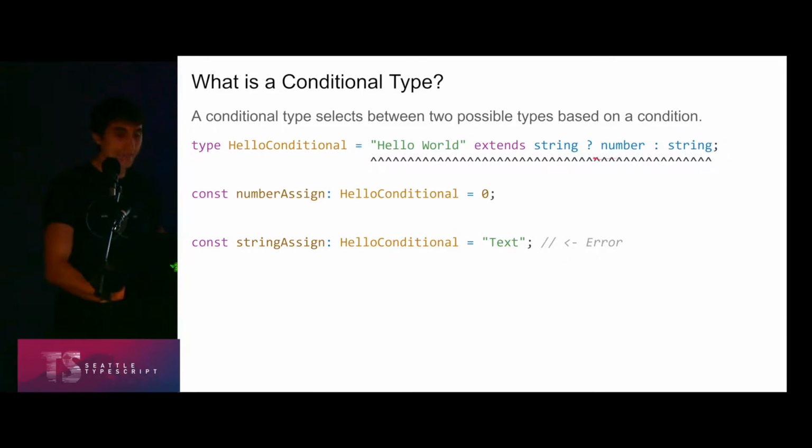So if this condition here, if hello world does in fact extend string, which it does, the result will be number, and otherwise the result would be string. And we use that below. We said this number assigned is a hello conditional. This entire thing resolves to number. So you can almost copy this and paste it right here. So we're able to assign 0 to it. On the other hand, if we tried to assign a string, we'd get an error.